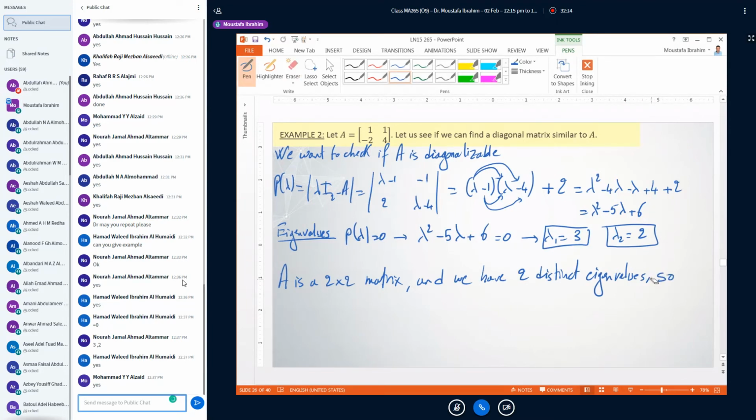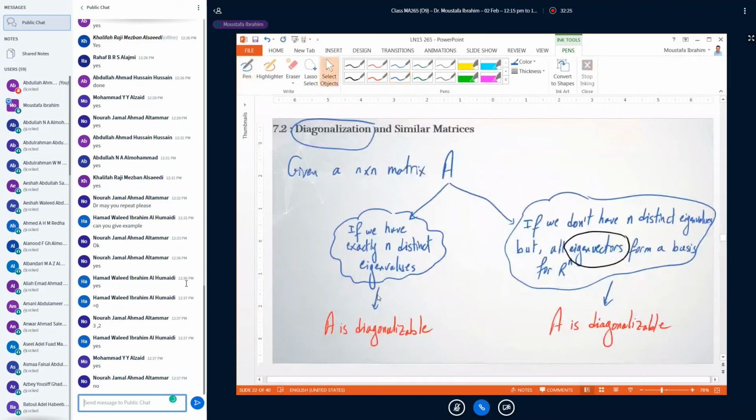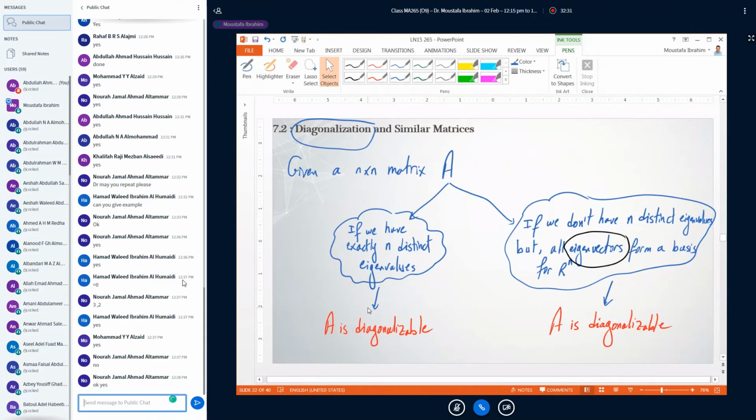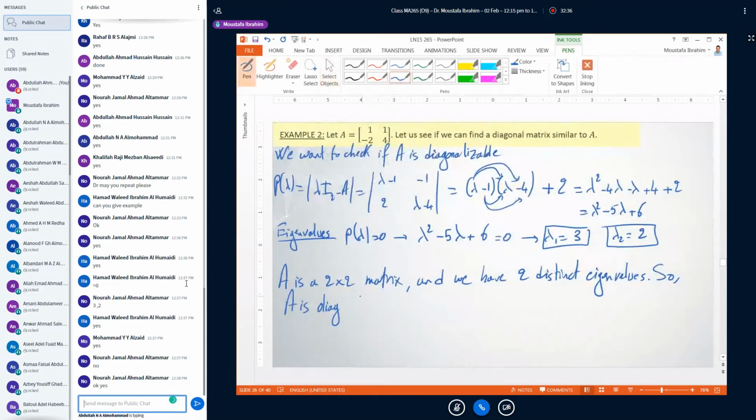So, is it diagonalizable? A is, yes, it's diagonalizable if they are distinct. Look, you see here, distinct means diagonalizable. You see it? Very good. It's diagonalizable.